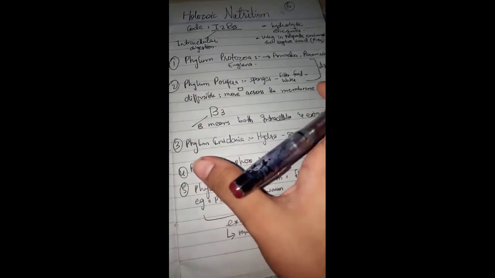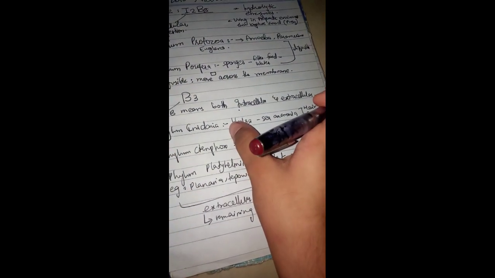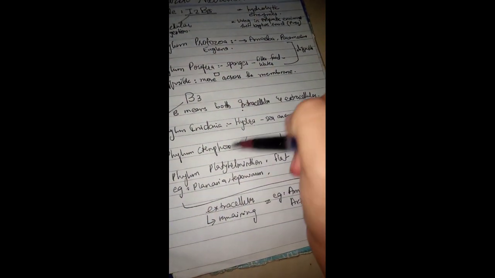Now the question is, which digestion would happen first? First is intracellular and the second is extracellular. First intracellular will happen in all of these, then extracellular will happen. So for these three: phylum Cnidaria has hydra and sea anemone, and we will discuss hydra in detail, with the structure and mechanism. Then phylum Ctenophora has the example of sea walnut. And phylum Platyhelminthes has flatworms, whose examples are planaria and tapeworm.